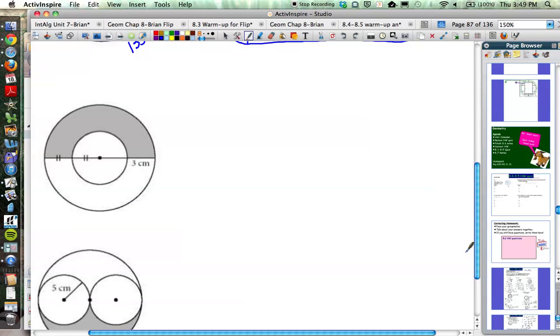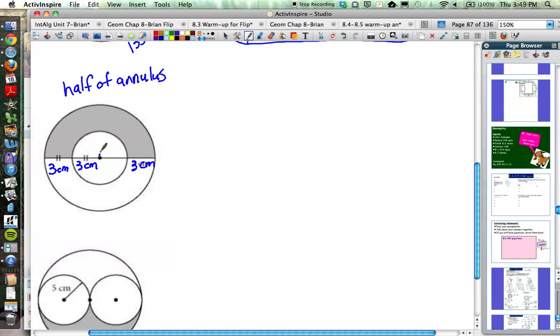Right, our third problem here. Notice that this is an annulus problem, but it's half of an annulus. So if we could get the area of the entire annulus, then we would take it and divide it by 2, and we would get half of it. All right, so let's mark in what we have here. We've got 3 centimeters, which means that this is 3 centimeters over here, and the congruent markings also would indicate that this is 3 centimeters.